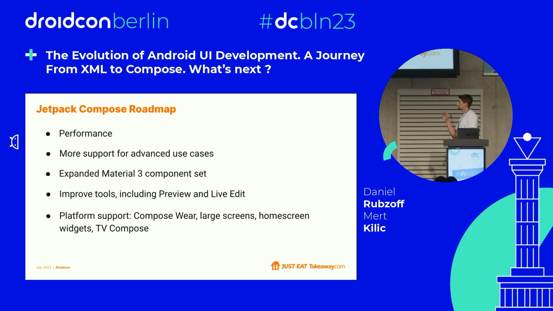Well, according to the official website, this is their tech roadmap. It says that performance is the first thing on their list, more support for advanced use cases, expanded Material 3 component set, improved tools including preview and live edit, this is for developers, platform support: Compose for very large screens, TV, etc. But this only includes the next couple of releases in their plan. Therefore, it doesn't tell us their 3 to 5 year vision about Jetpack Compose.